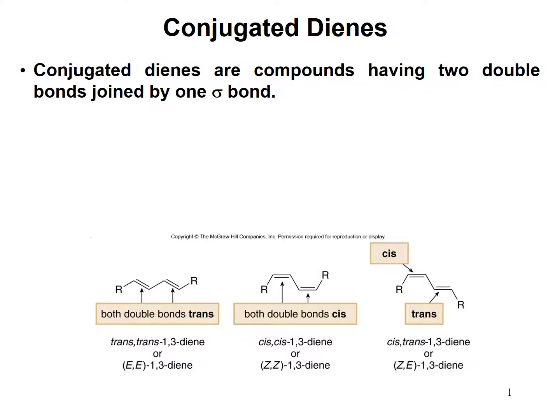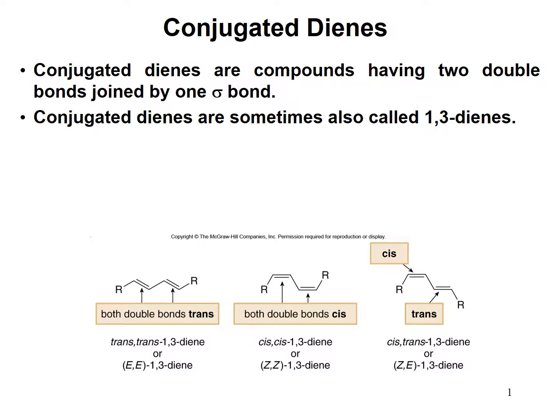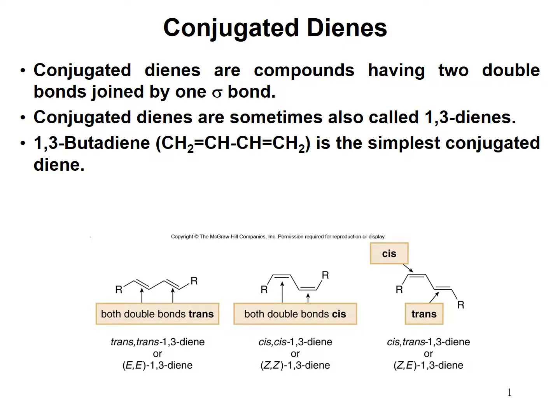With conjugated dienes, we're typically going to see dienes with 2 or more double bonds joined by 1 single bond. Conjugated dienes are sometimes also called 1,3 dienes, and that's because 1,3 dienes only have a sigma bond separating the 2 double bonds. There's no placeholder carbon in between those 2 systems. 1,3-butadiene is the simplest conjugated diene, and it is used a lot in later chemistry.